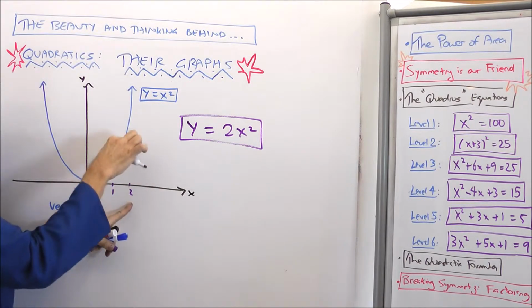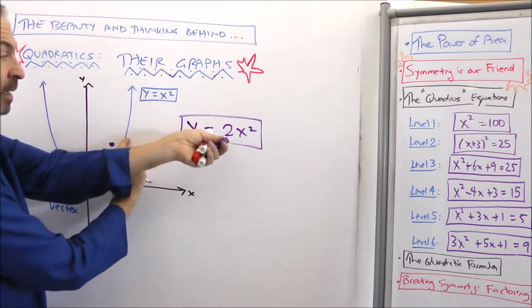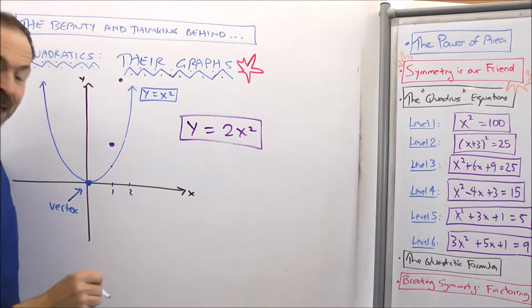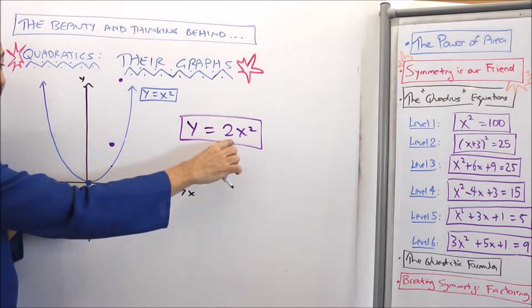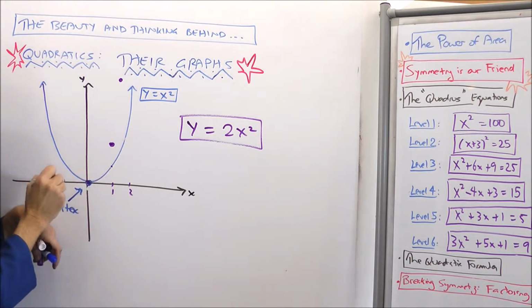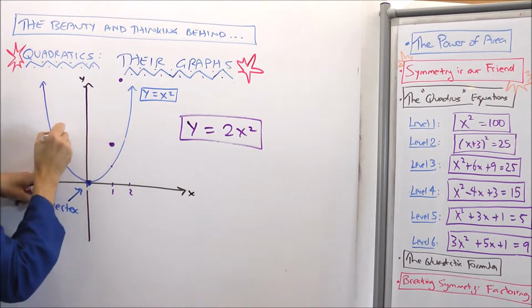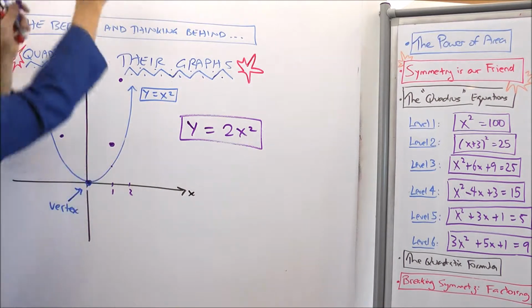When x was 2 before, I had a height of 4 in the ordinary graph, but now I'll get twice 2 squared, twice 4, 8, twice as high. When x was 0, I had a height of 0, and now I'll get twice 0, still 0. At negative 1, used to have a height of 1, but now I'll have a height of double 1, twice as high.